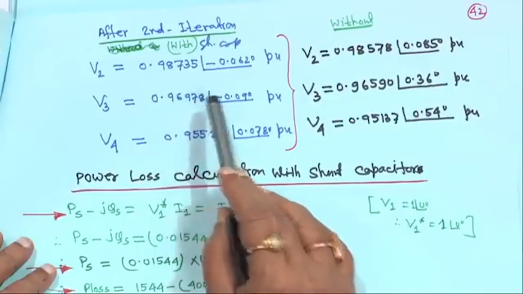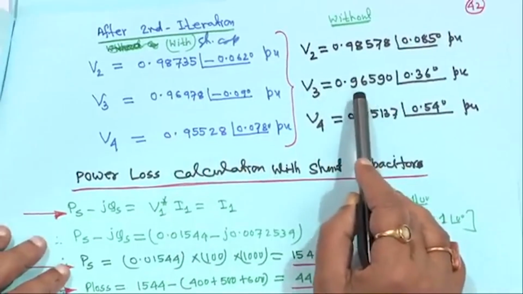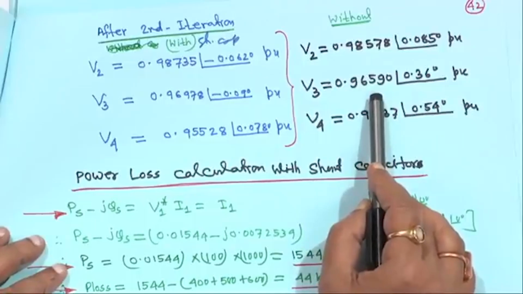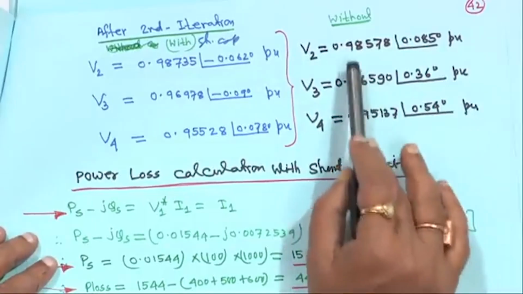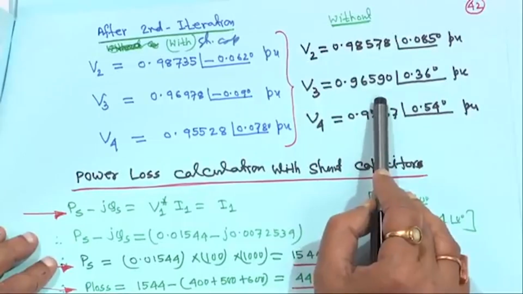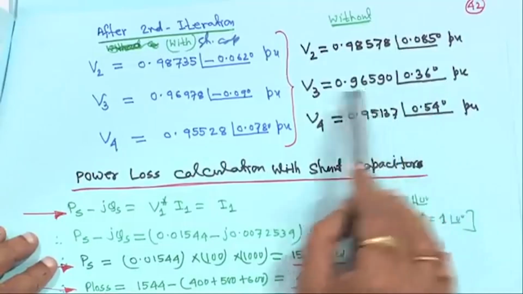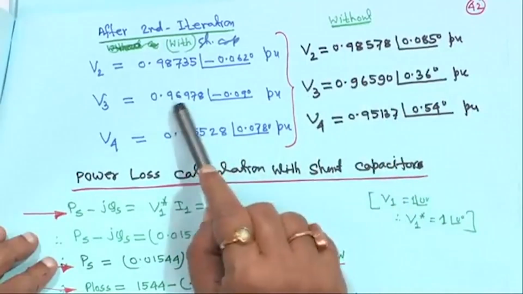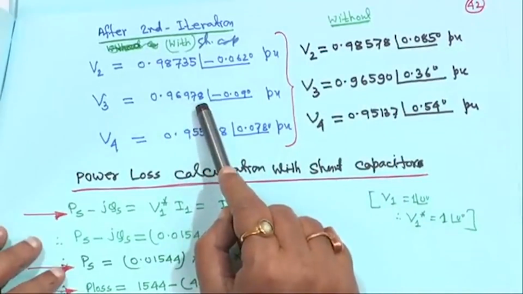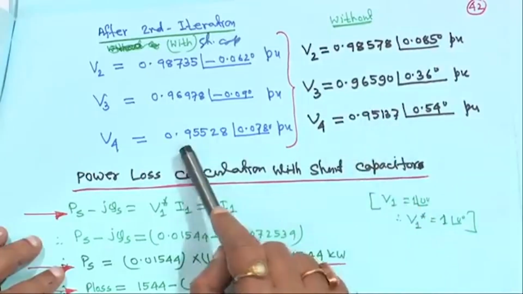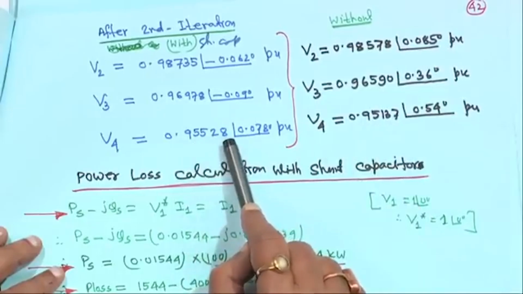Similarly, without the capacitor it was 0.96590; this we have seen when we were doing the load flow, the first method. These results are taken from the first method after the second iteration. So, here it is 0.96590, angle 0.36 degree, and here it is 0.96978. So, voltage has improved. Similarly, this one it is 0.95137, but here it is 0.95528, here also it is improved.